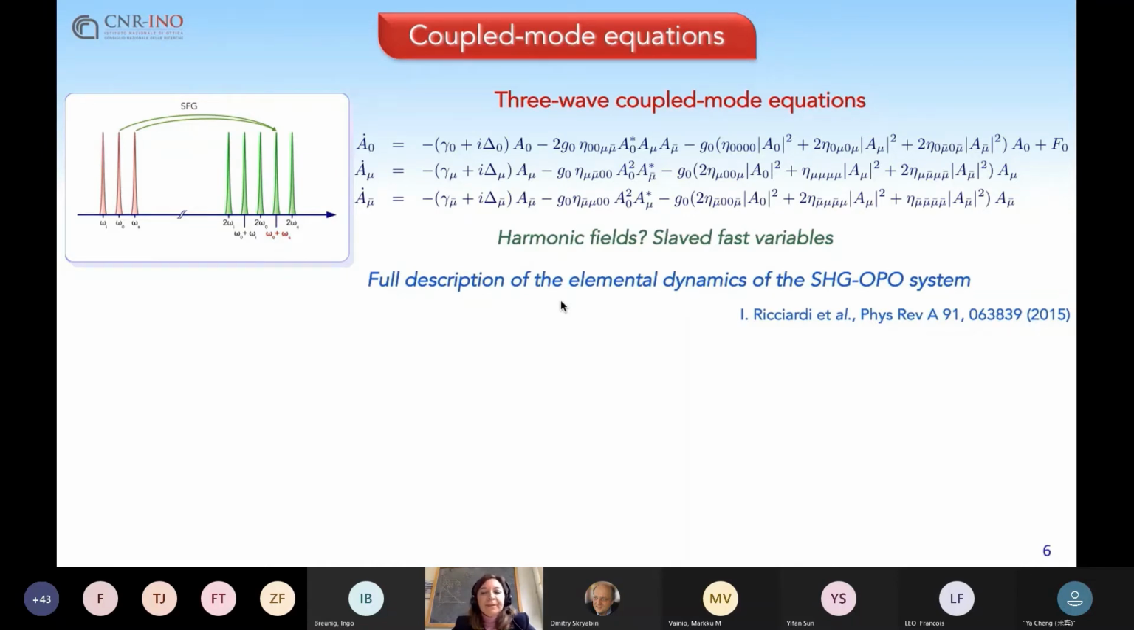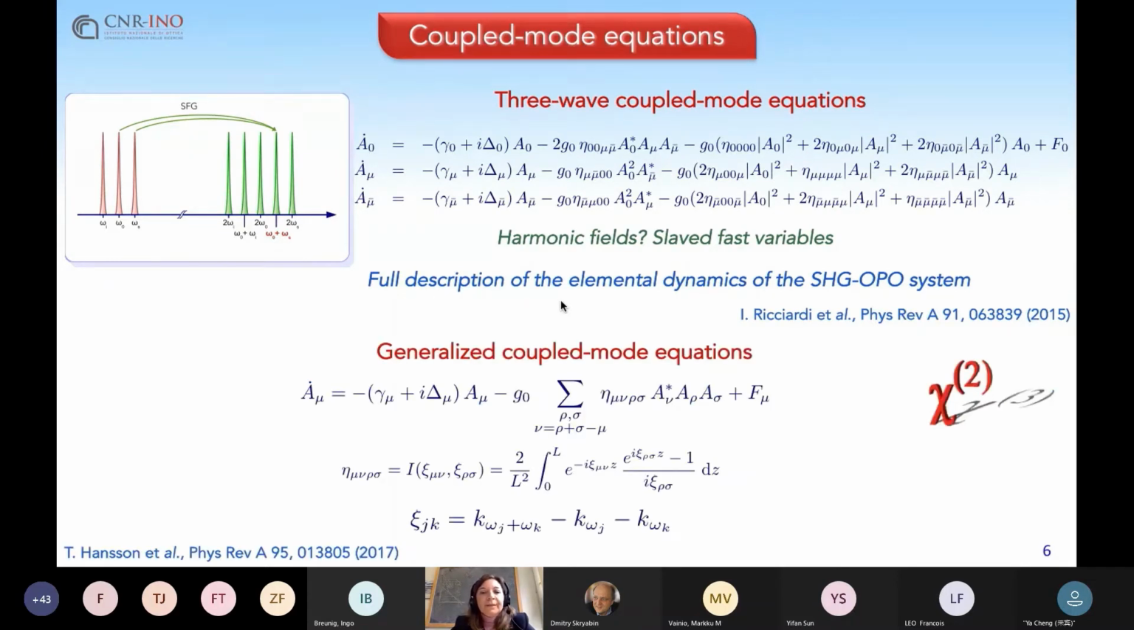So these equations can give a full description of the elemental dynamics of the cascaded system of second harmonic and optical parametric oscillator. So successfully, we derived a generalized coupled mode equation, and this equation now is valid for any number of interacting frequencies. And as we can see, we have a very striking analogy with the equations that govern Kerr combs, because we have third order interaction mediated by this coefficient eta that, as I said before, describes the coupling of cascaded second order nonlinear processes and mimics efficient third order coupling processes.